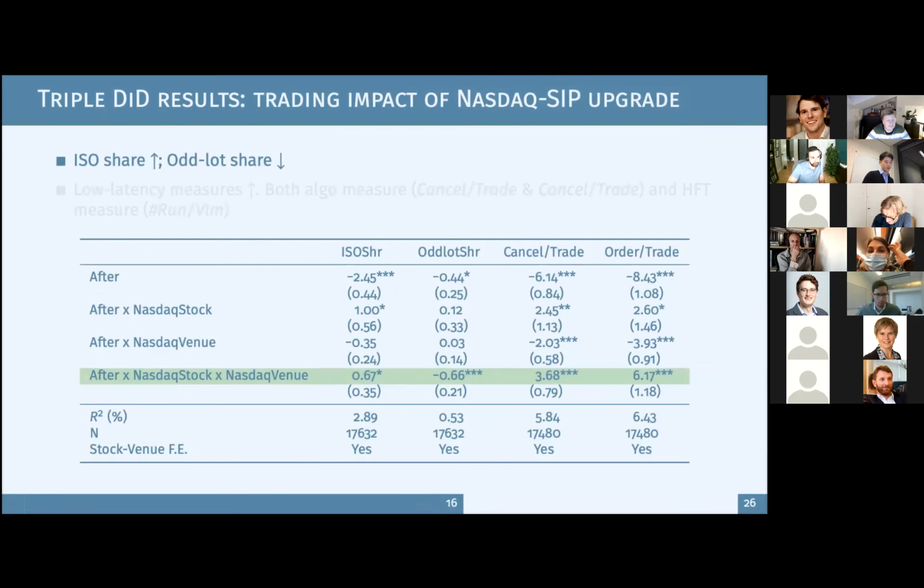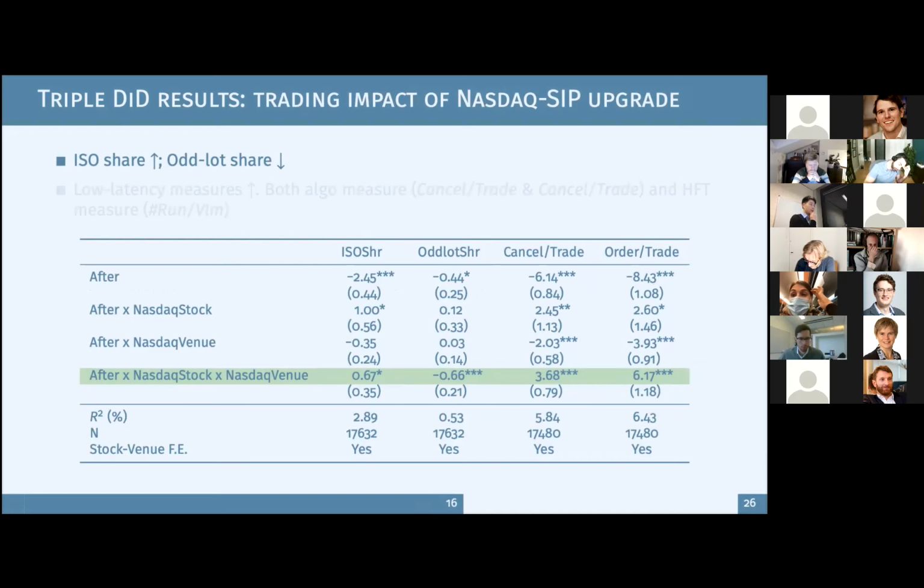And if I move to the trading measures, the coefficient of the triple interaction term is again significant for the two low latency measures. Unfortunately, I don't have direct data from all exchanges. So I'm only able to look at the measures based on the cancel to trade ratio and also the order to trade ratio. But for these two, they also increase. They have significant coefficients.